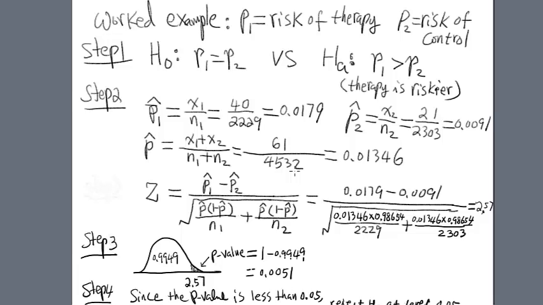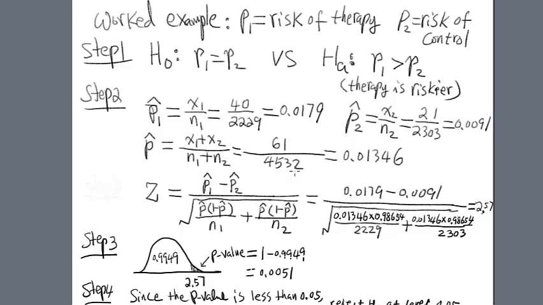So H0 means there's no difference: P1 equals P2, equal risk. And HA means that the therapy is riskier: P1 is greater than P2. Okay. And step 2, we calculate the statistic value z. Before we calculate z, we calculate P1 hat, P2 hat, and the pooled sample proportion P hat.